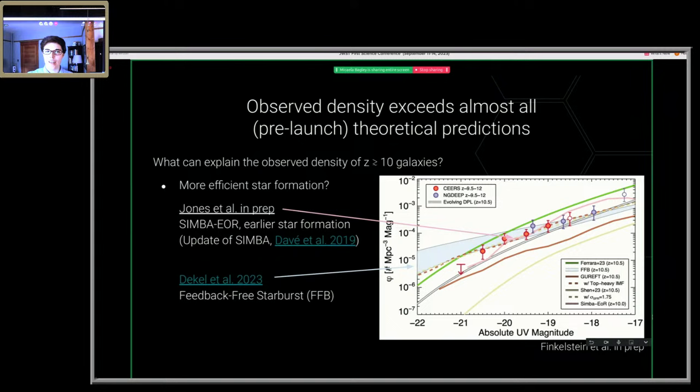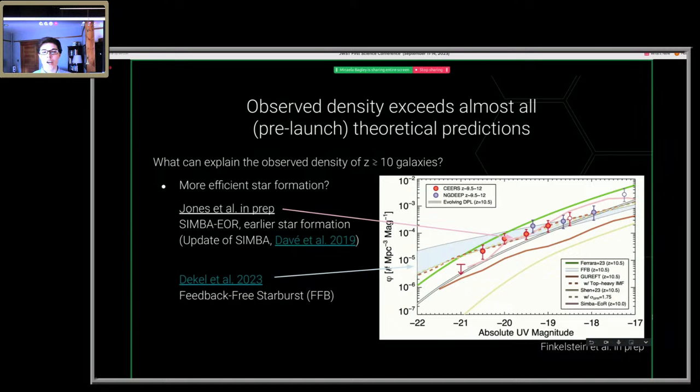Could there be more efficient star formation? So Jones et al. Michaela, we're at time, so if you can wrap it up. Oh, sure. I'll just do this quickly. So we could be seeing examples of more efficient star formation where you get earlier star formation in halos. That's this pink line.